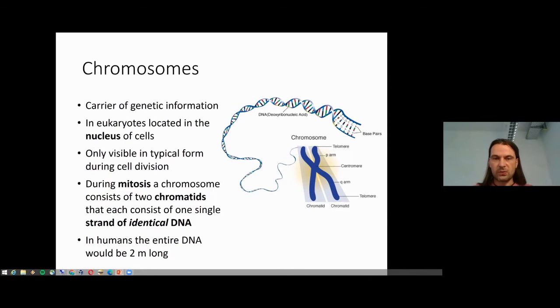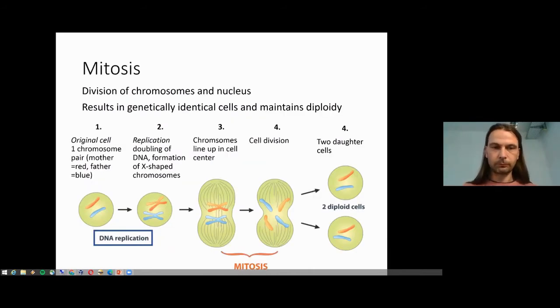When a cell division is occurring, we have a process called mitosis, and a chromosome then consists of two arms, two chromatids, which have a single strand of identical DNA. If you would take apart all the chromosomes and stretch out the DNA, it would be a 2-meter long molecule. So that's why it is really condensed in these chromosomes. Just for those who don't remember this, when we divide a cell, before we do this, we replicate, we double the amount of DNA in a cell, and then we form these cross-shaped chromosomes.